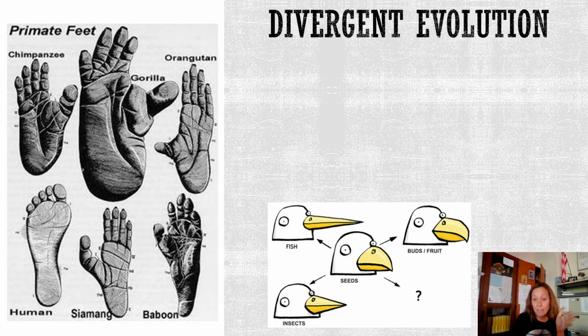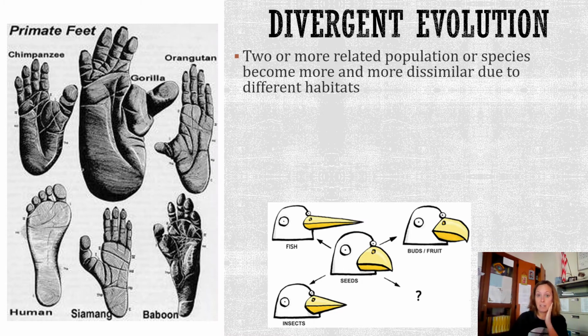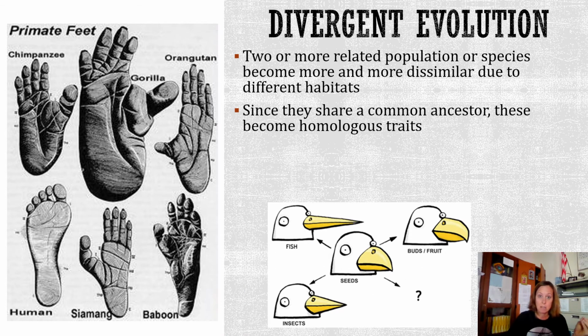And then divergent evolution is when you start the same and you become different. You diverge: start the same, become different. This is two or more related populations that become different because they live in different habitats. This is all environmental. Environment is going to fuel all of this happening.